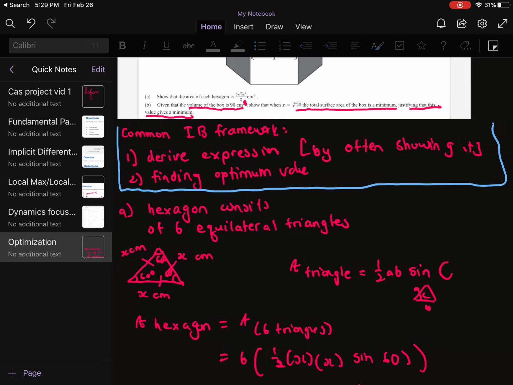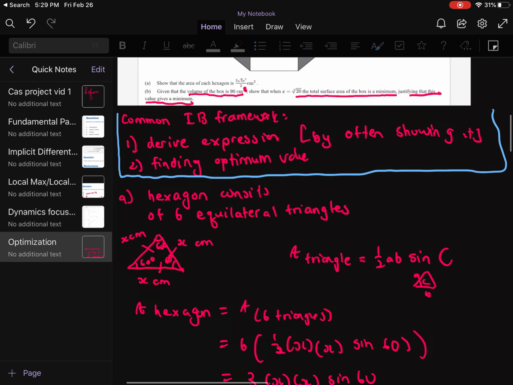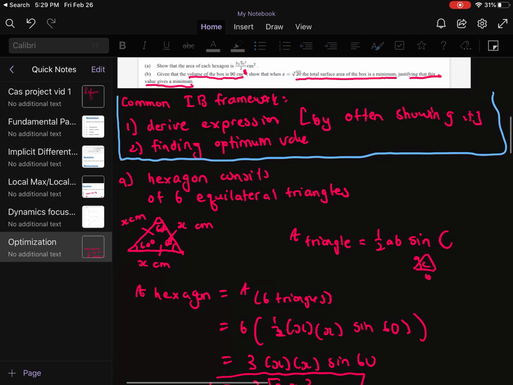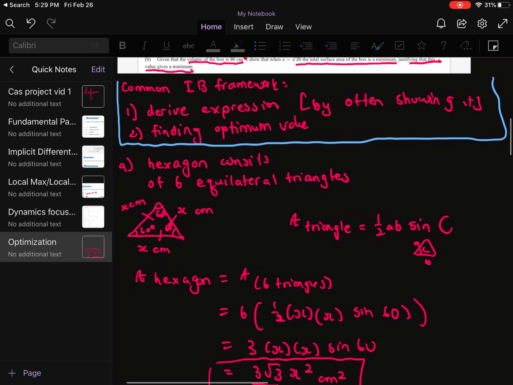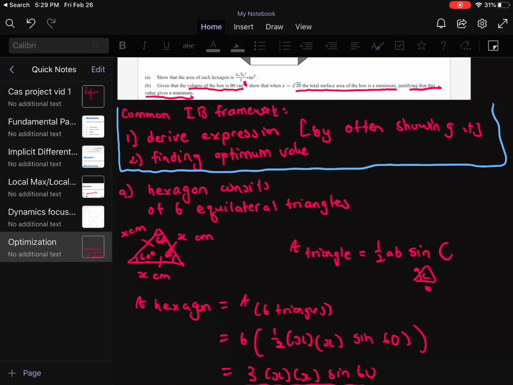Each of the 6 triangles has an area that can be represented by the half ab sine C formula, in which a and b are represented by x and x, and C, which is the angle between the two sides, is 60 degrees, or pi over 3. So we need to multiply that quantity by 6. So 6 times half times x times x times sine 60. We can simplify 6 times half, cancel out the 6 and 2's. Sorry, get a factor. So 3 times x squared sine 60. Sine 60 is root 3 over 2.